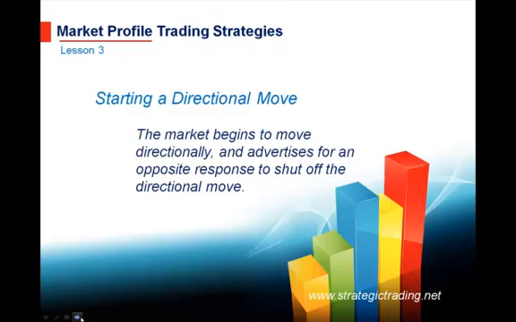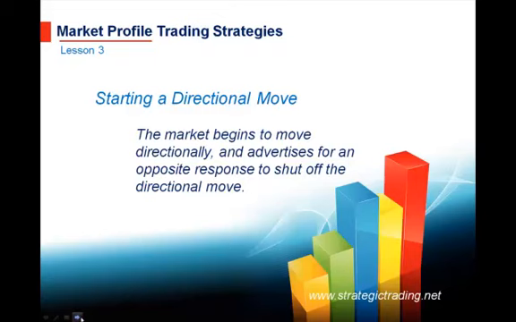Okay, let's begin by looking at the start of a directional move. What happens when the market begins to move directionally? The market is really advertising for an opposite response. Now remember, I covered this principle when we talked about auction markets. In an auction market, the prices move in a specific direction, really looking for the opposite response. So if I am moving up, I am going to keep moving up with my prices until I get to a point where I cannot find any more buyers and I meet some sellers.